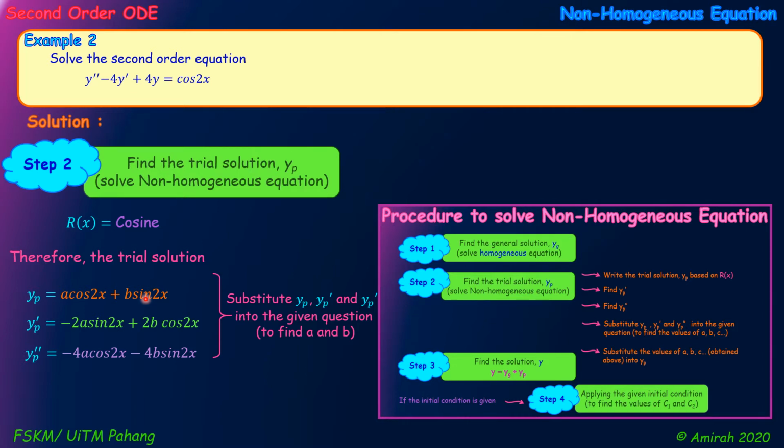And before that, the reason why we choose A cos 2x plus B sin 2x for the right hand side equal to cos only, is because when we differentiate cos, we will get sine. So that's why if the function on the right hand side is given in terms of cos only, we need to write cos and sine also.